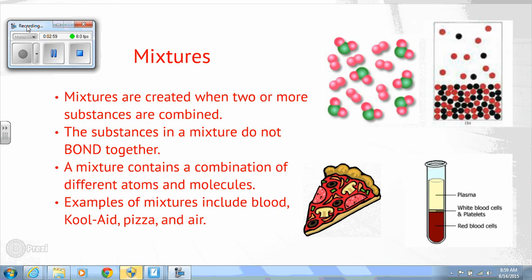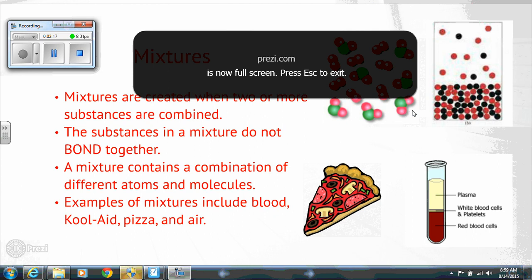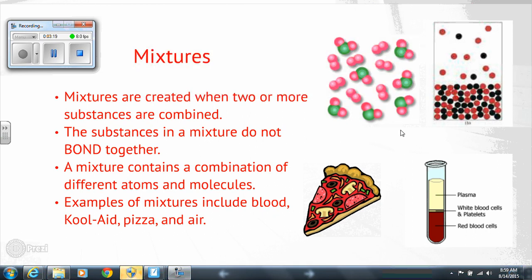Let's first take a look at mixtures. Mixtures are created when 2 or more substances are combined. When these substances come together in a mixture, they do not bond together or they do not stick together. A mixture will contain a combination of different atoms and molecules. Let's take a look at these 2 pictures that we have here. As you can see, the molecules that make up this substance are different. One molecule is 2 pink atoms joined together. Another molecule is a green with 2 pink atoms. So these are very different molecules that make up this substance. This would be called a mixture.